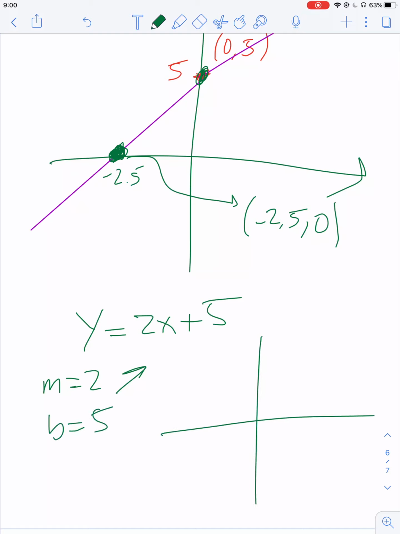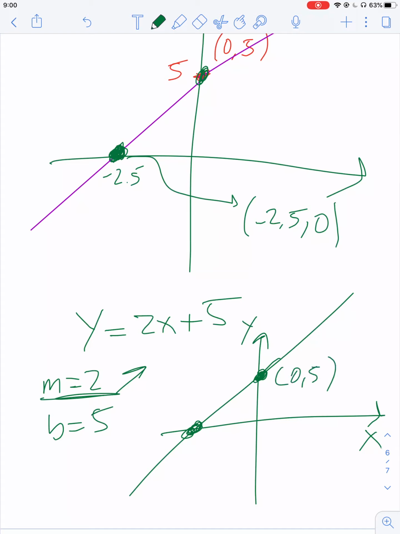So you would have just sketched it this way: this is x, this is y. So start at the point 5, right? And because the slope is positive, your function is increasing, this is what your function looks like. But now you have this additional point, which is your x-intercept, okay? So this is the point 0, comma 5, and this is your point minus 2.5, comma 0, okay? So sketching, again, not too complicated.